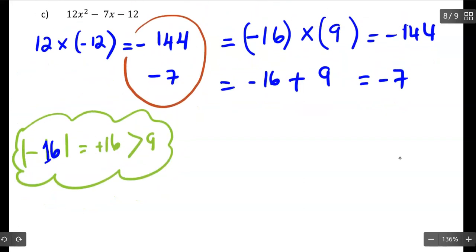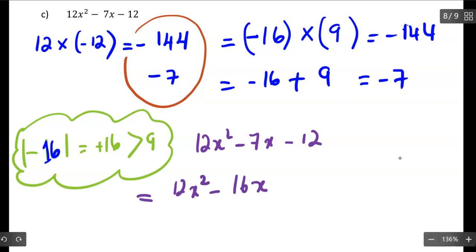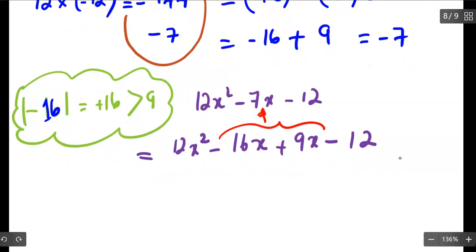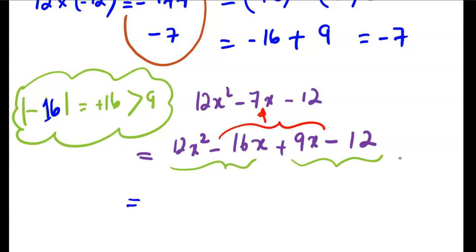Okay, so now I will write 12x squared minus 7x minus 12. So I'm going to break this into 2 by writing 12x squared subtract 16x plus 9x subtract 12. Okay, so double check. This 2 adding will give me negative 7x, so I got it correct. Now I'm going to group the 2 terms. Okay, so the common factor for the first 2 terms is 4x.